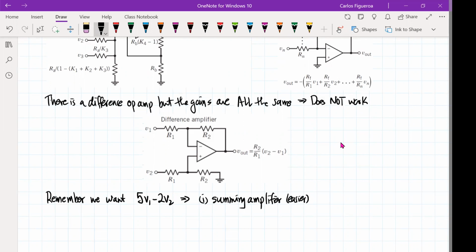And what you're going to see here is that you get all negative signs. But I'm going to have to change the sign. So if I get all negative signs, I got to change the sign for 5V1. So that means in this situation, I'm going to use an inverting amplifier to get a sign change.